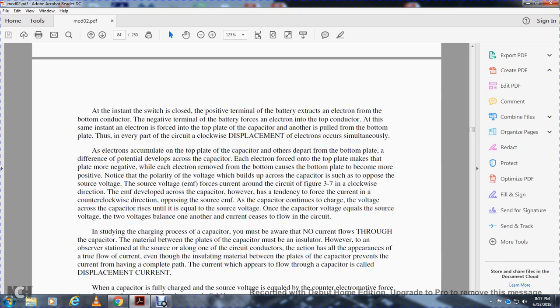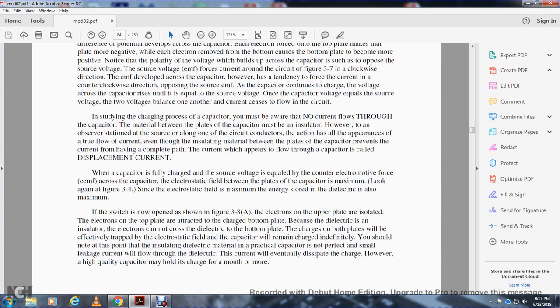When the capacitor voltage equals the source voltage, there is no longer a difference causing current to flow in the circuit. In studying the charging process, you must be aware that no current flows through the capacitor, because the material between the plates must be an insulator. However, to an outside observer, the action along the circuit conductors has the appearance of current flow, even though the insulator between the plates prevents a complete path. The apparent current flow through the capacitor is called displacement current. When the capacitor is fully charged, the source voltage equals the counter electromotive force, or CEMF, across the capacitor, the electrostatic field between the plates is maximum, and the energy stored in the dielectric is also maximum.